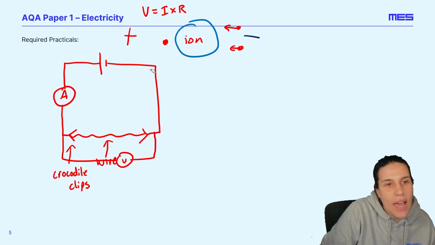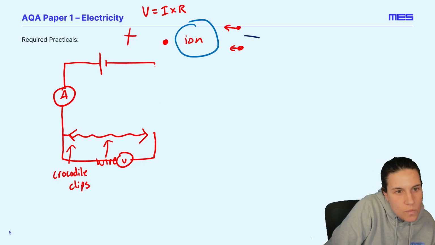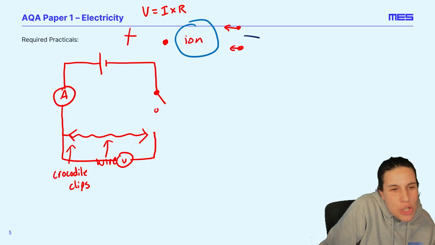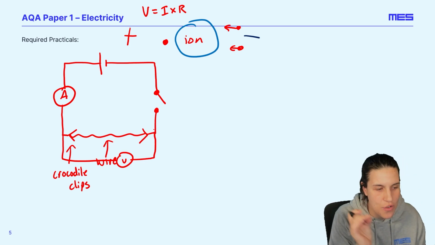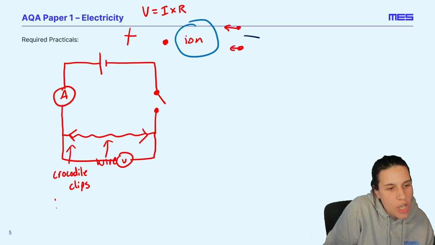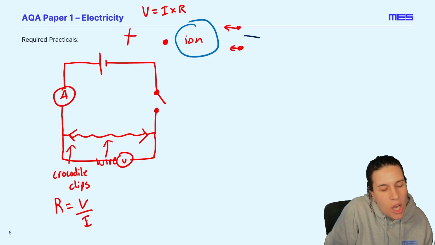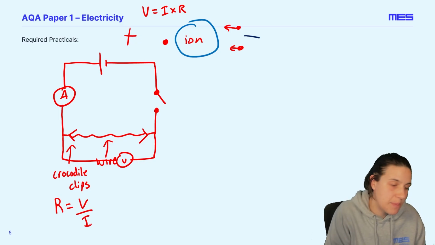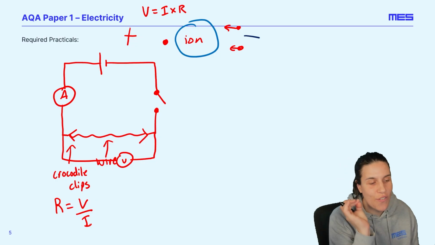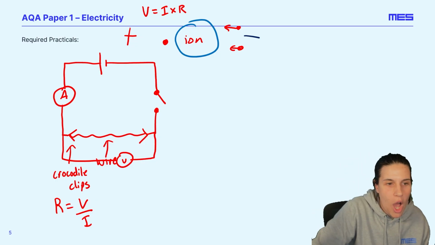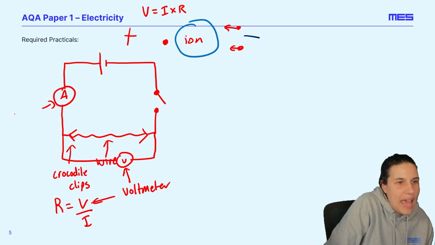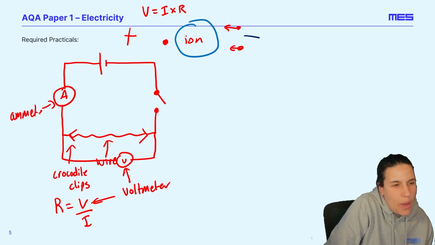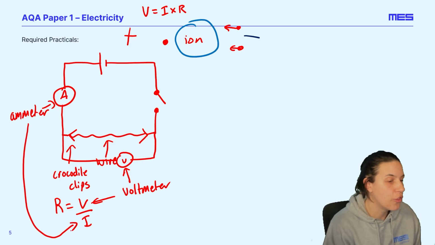A way that we can do that is that we can pop a switch in here, and we can just make sure that we turn our circuit off in between every reading. Then we can use the equation R is equal to V divided by I. So resistance is equal to potential difference divided by current. We can use that to find the resistance of this wire. So remember that this is a voltmeter, which we use to measure potential difference. This is an ammeter, and we use it to measure the current.